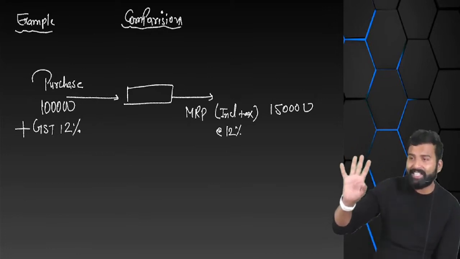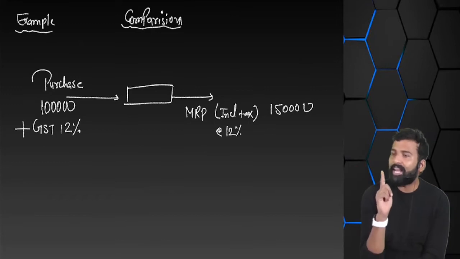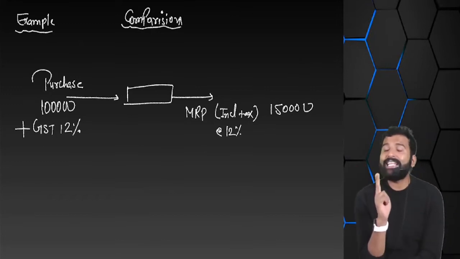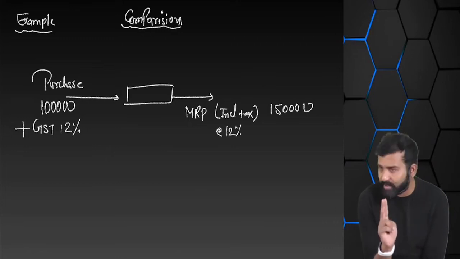What are the 4 conditions? I have covered these 4 conditions. What are the conditions? First one, a composition dealer cannot avail any ITC. Second thing, a composition dealer cannot collect any tax from the customer. He cannot issue taxable invoice. He has to issue bill of supply.